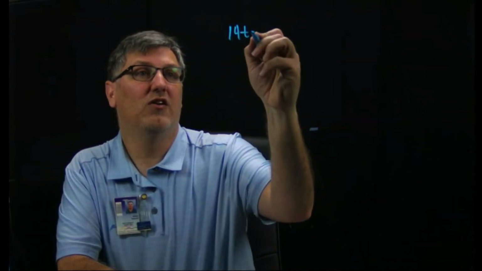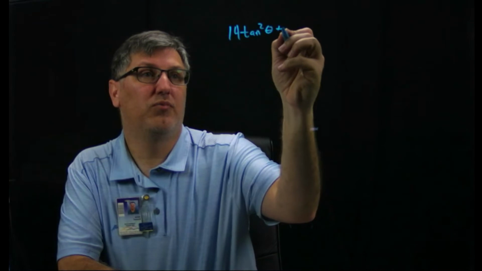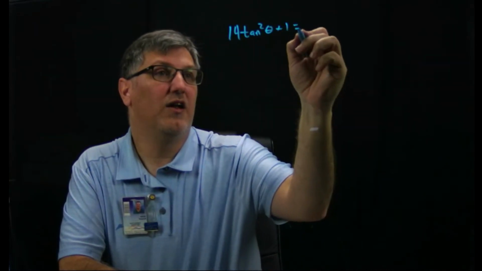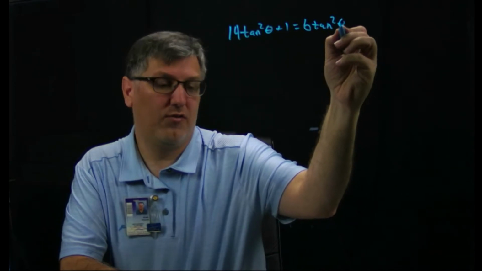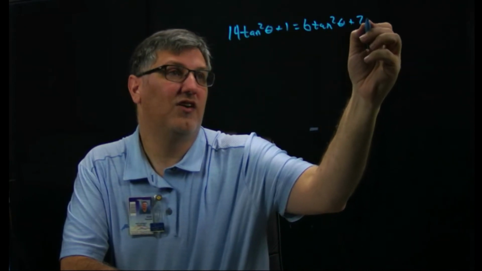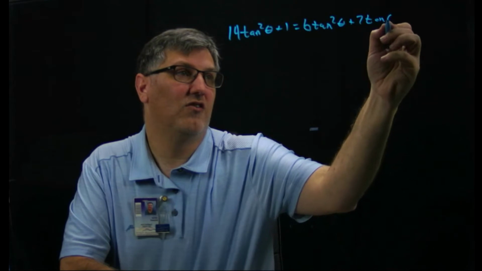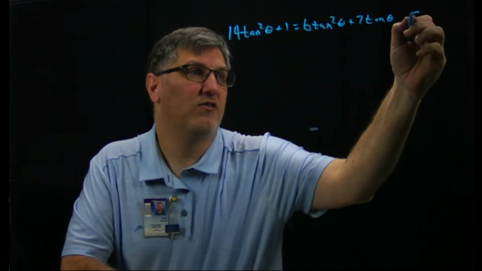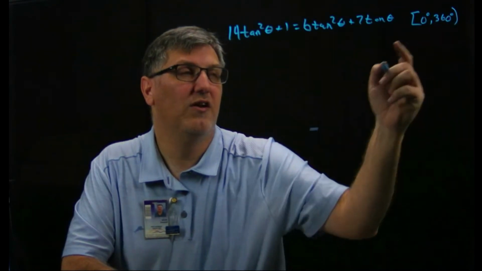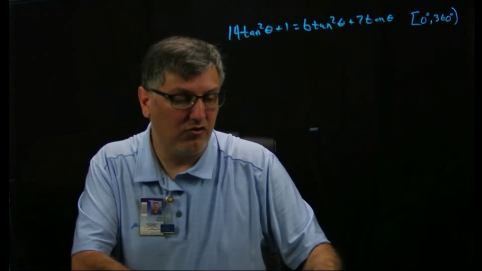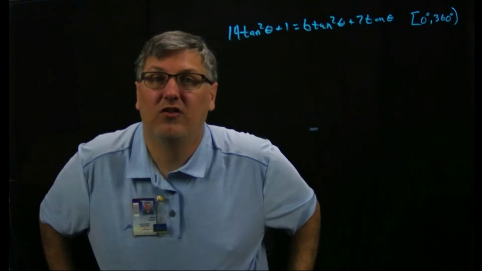All right, so let's look at a little bit more of a difficult trig problem. We've got 14 tangent squared theta plus 1 equals 6 tangent squared theta plus 7 tangent theta. And I want this answer between 0 degrees and 360 degrees. And of course then, if you give me the answers in radians, I will not accept it.